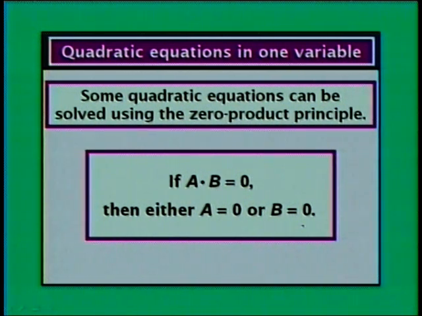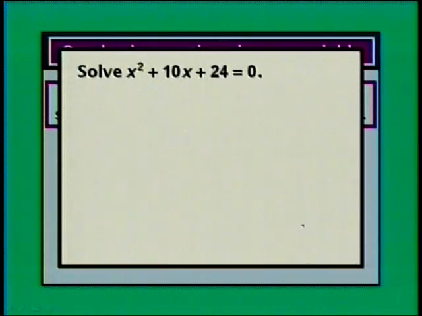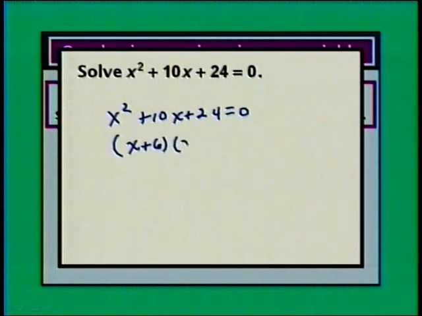The zero product principle says that if a times b equals 0, then either a equals 0 or b equals 0. So for example, if we wanted to solve x squared plus 10x plus 24 equals 0, since 6 and 4 multiply to 24 and 6 and 4 add to 10, what we could do is begin by factoring the left side of this equation into x plus 6 times x plus 4.